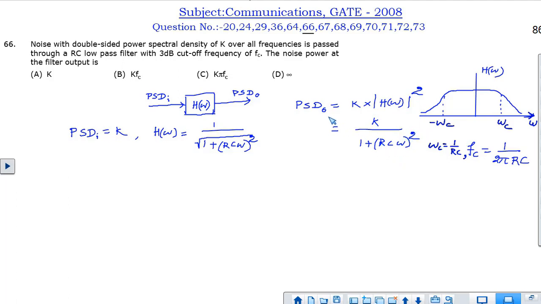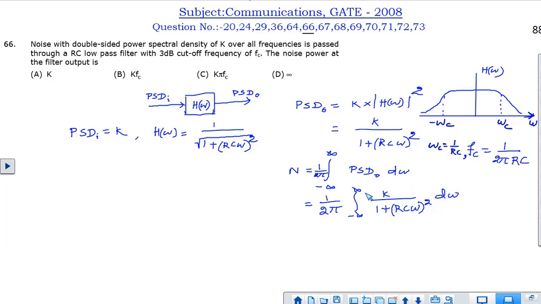Now power spectral density we know, we can easily get the power. The noise power at the output is nothing but integration of the power spectral density over d omega, and the limit will be put from minus infinity to infinity. 1 by 2 pi will be there at the outside. If we substitute, then we will get this expression.